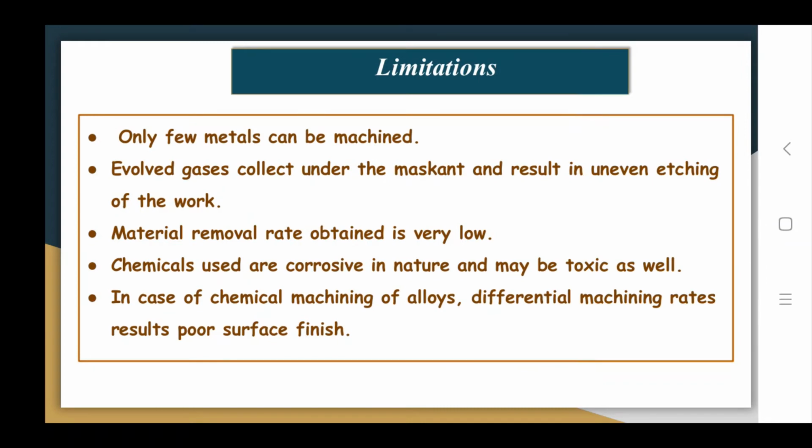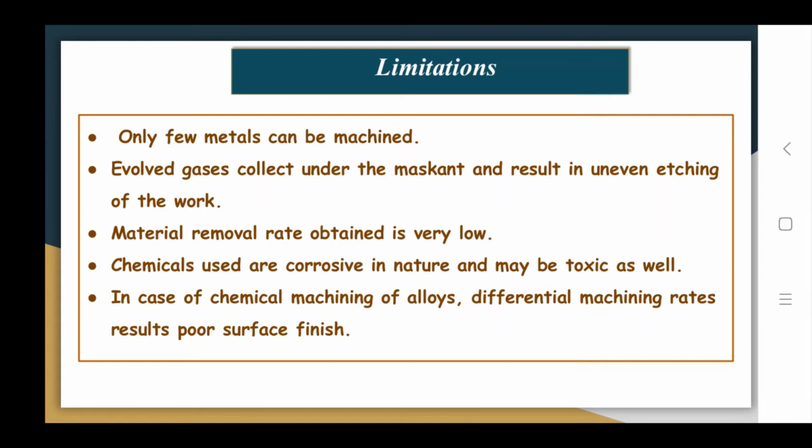There are certain limitations of every process that we know, and the same is true for the chemical machining process. The first limitation is that only a few metals can be machined, because, as I have already shown you, etchants are available for certain materials like copper, aluminum, iron, etc. For every material or every alloy, you do not have the etchant available. So this is a limitation.